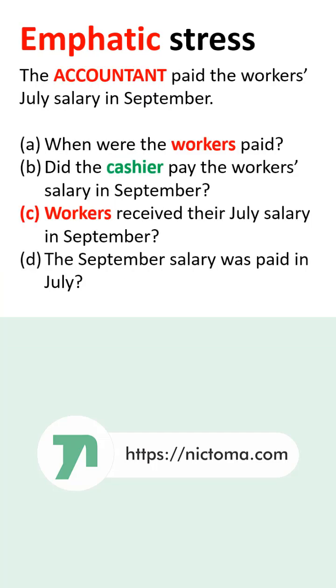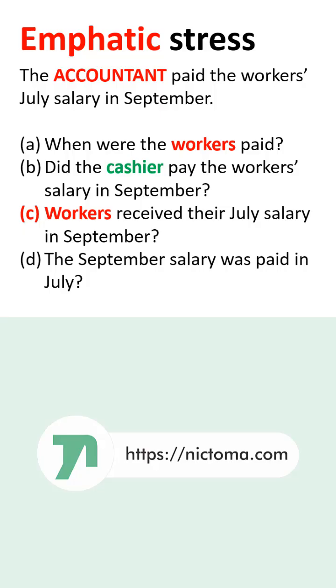Another example, the accountant paid the workers' July salary in September. A is wrong because the emphasis is on accountant, so the question should be about the accountant, nothing else. Option B is correct because a cashier is different from an accountant, so it is misused and the response highlights accountant to show it should be the accountant that paid the workers.